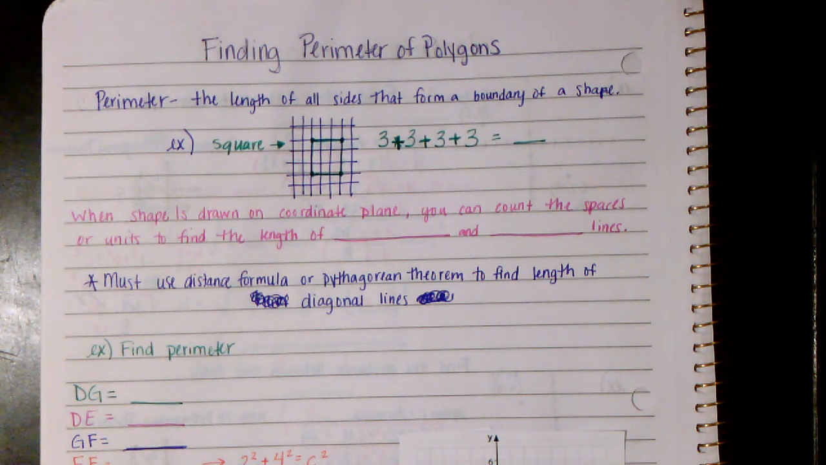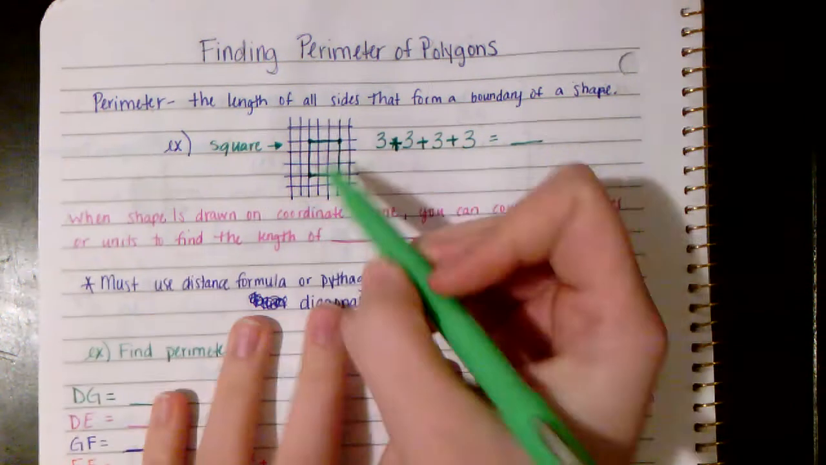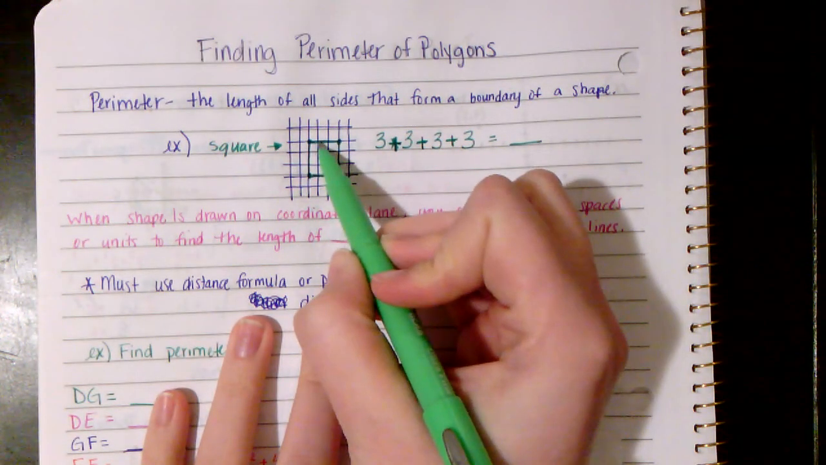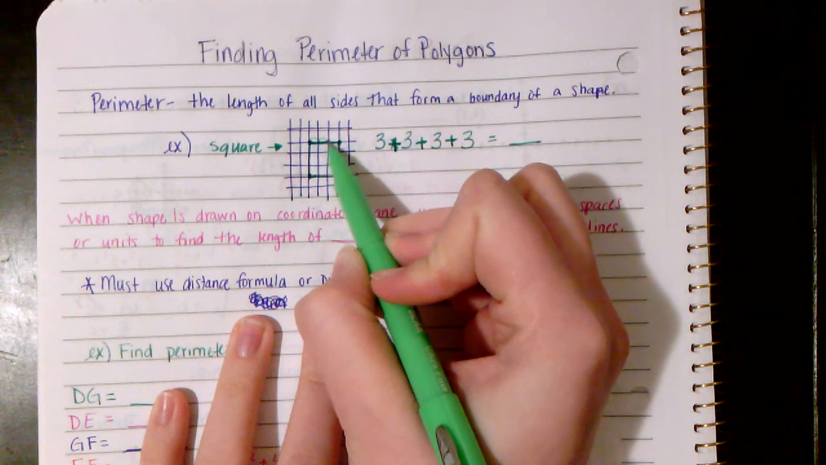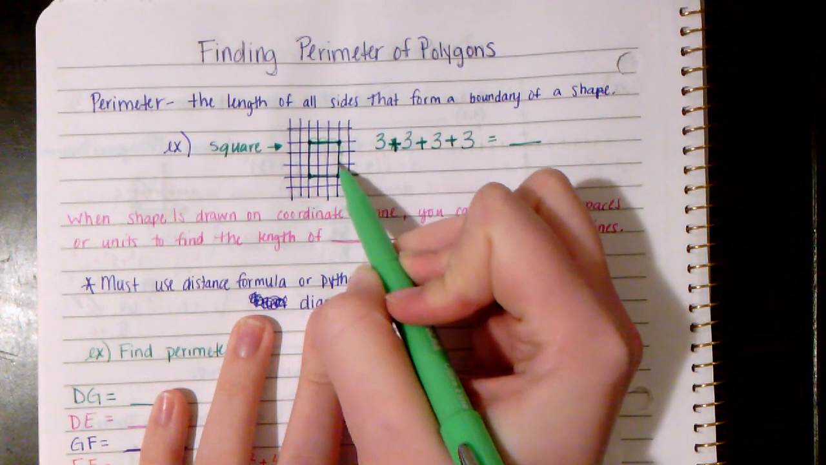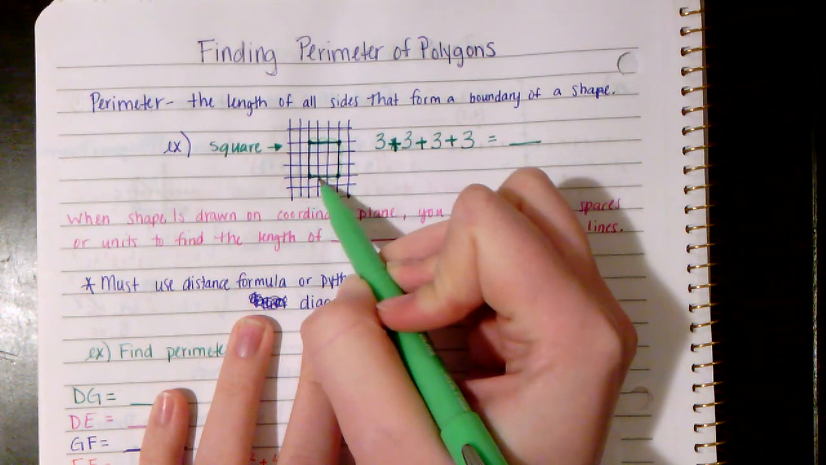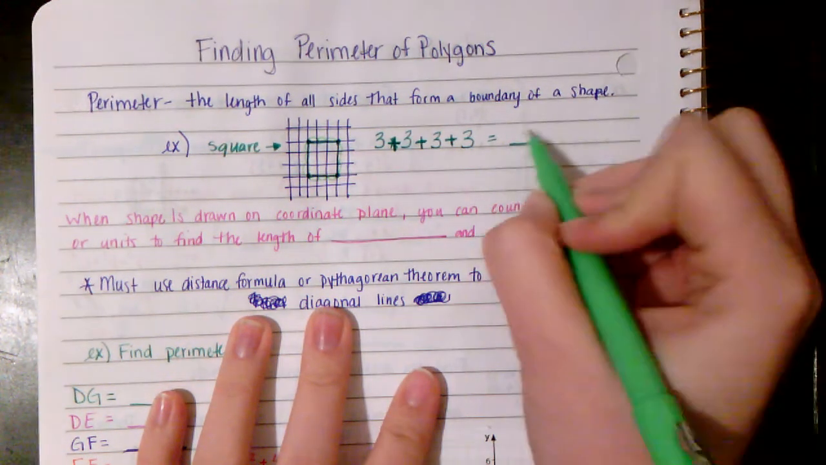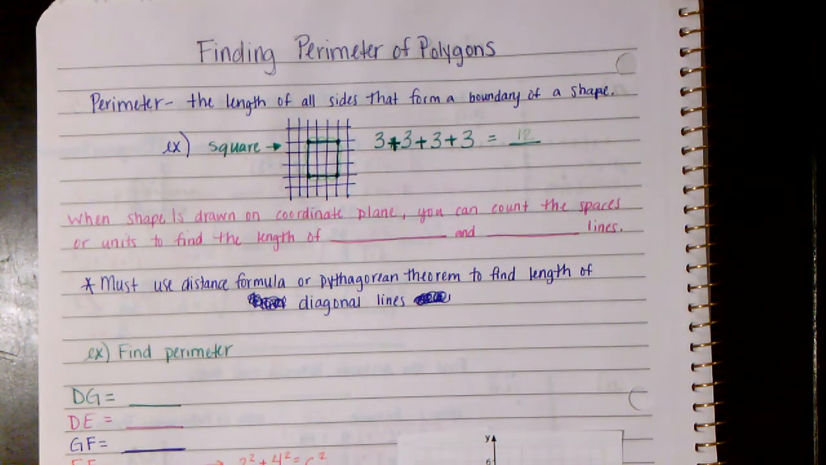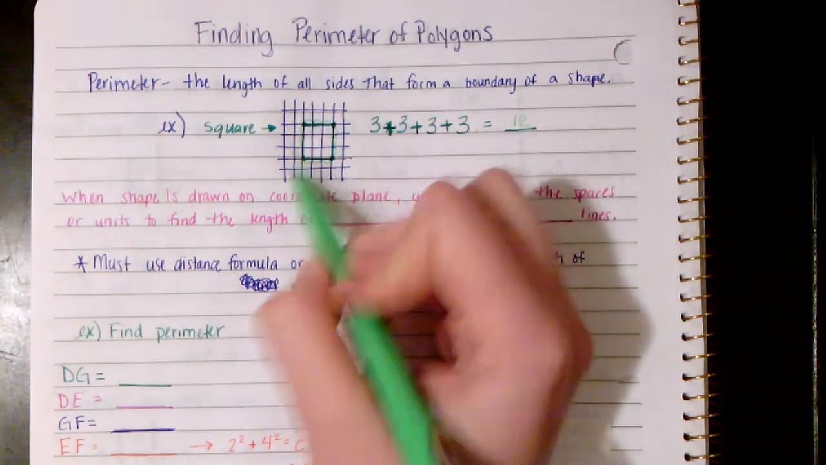Now the best part about polygons on the coordinate plane is that you can count the sides because it's on gridded paper, essentially. So each tick mark or each line is 1 unit. So each side is 3 units. 1, 2, 3, 1, 2, 3, 1, 2, 3, 1, 2, 3. So when we add all that up, it's going to be 12 units. The perimeter of this square is 12.